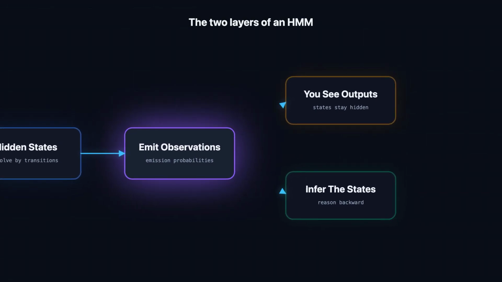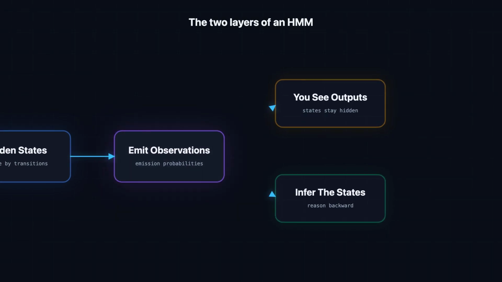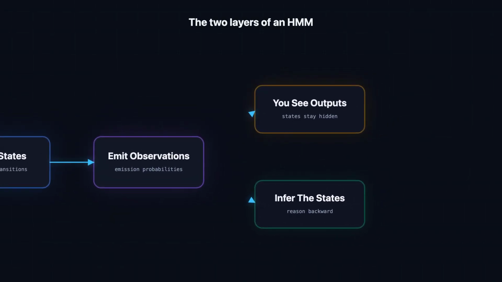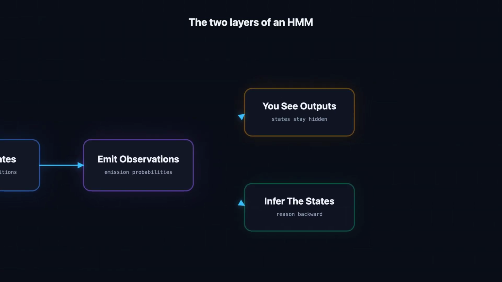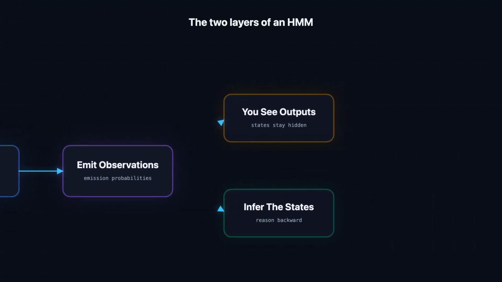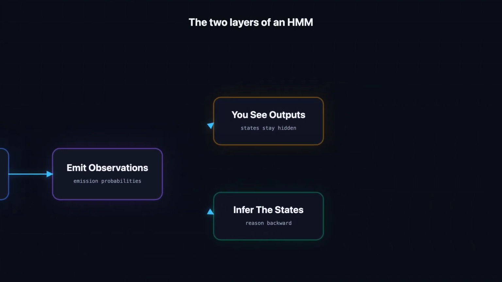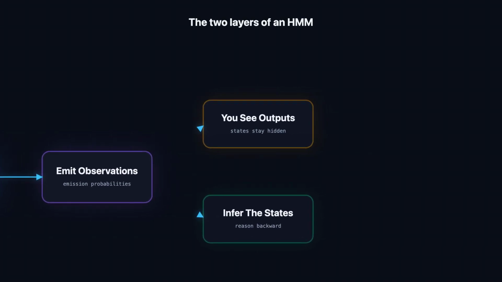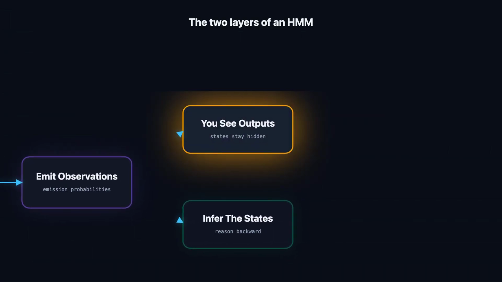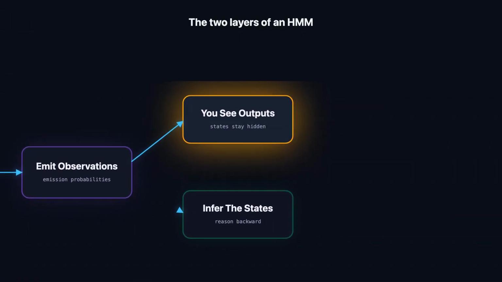At every step, the hidden state throws off a visible clue. Rainy weather makes an umbrella likely, sunny weather makes it unlikely, and those odds are the emission probabilities. So each hidden state emits an observation you can actually see, and that observation is your only handle on the state hiding behind it. Here's the catch that names the whole model.